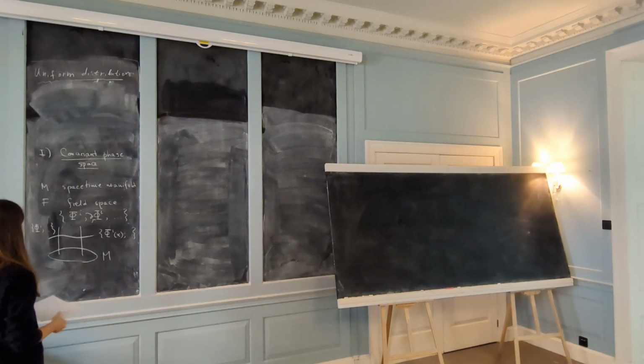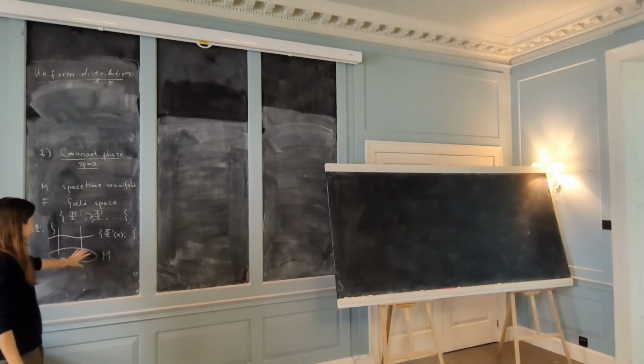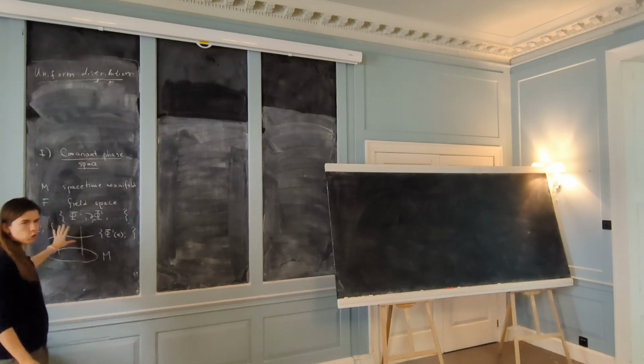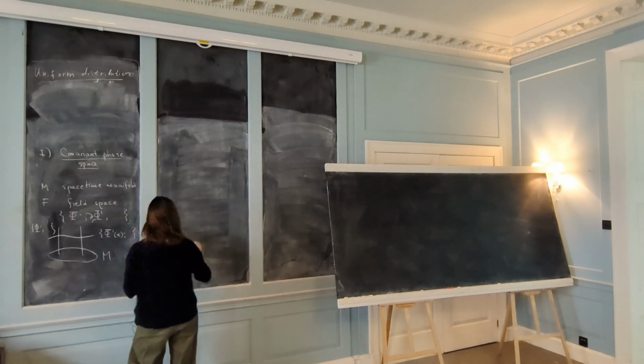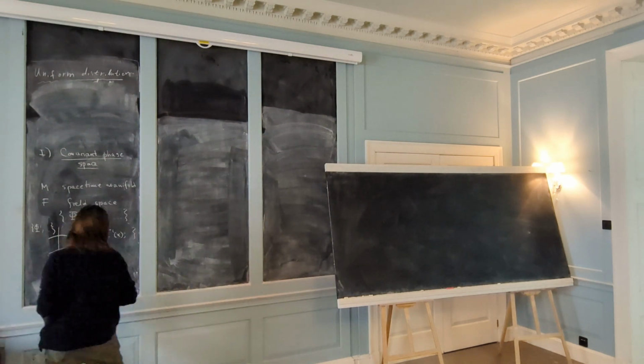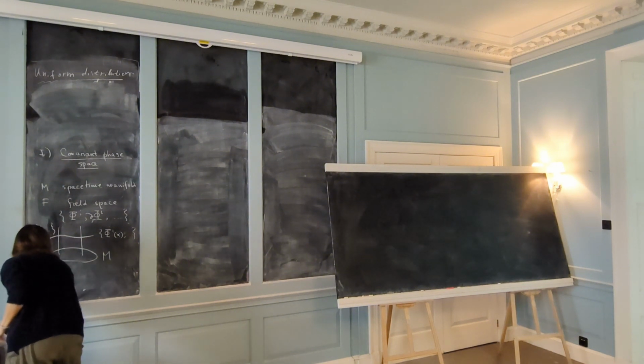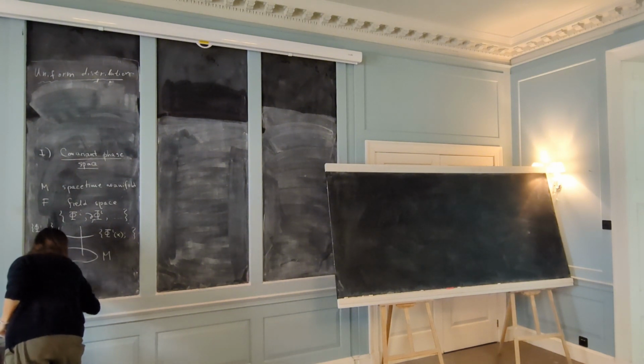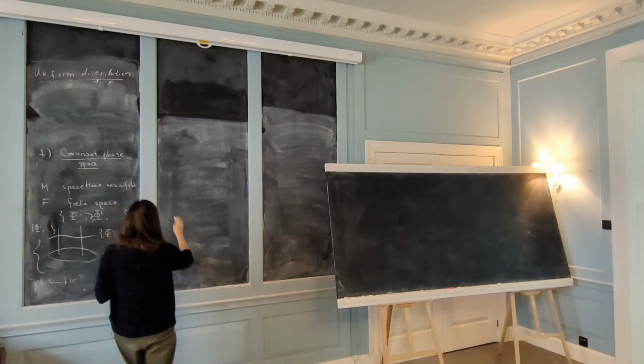But I think it's useful because we're now going to introduce exterior derivatives on F and on M, and it's important to distinguish between those two. Okay, so this together is like a jet bundle.